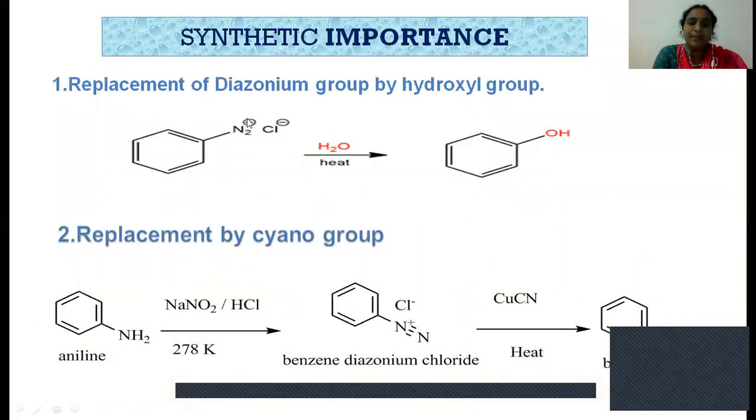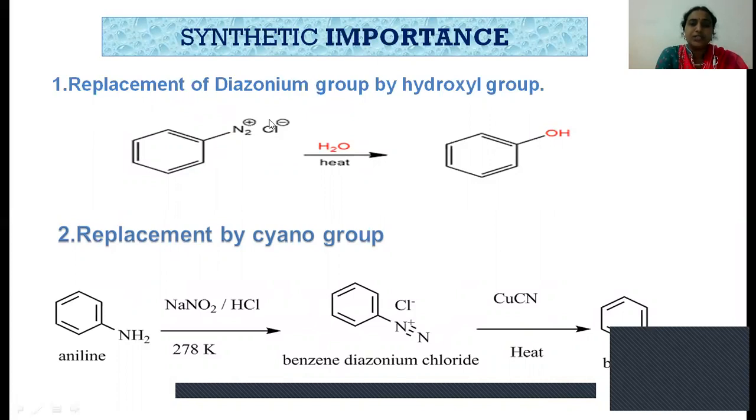With the help of benzene diazonium chloride, we can prepare different types of aromatic compounds. That means this benzene diazonium chloride has a lot of synthetic applications. So let us see the synthetic applications of benzene diazonium chloride. First reaction: replacement of the diazonium group by the hydroxyl group.